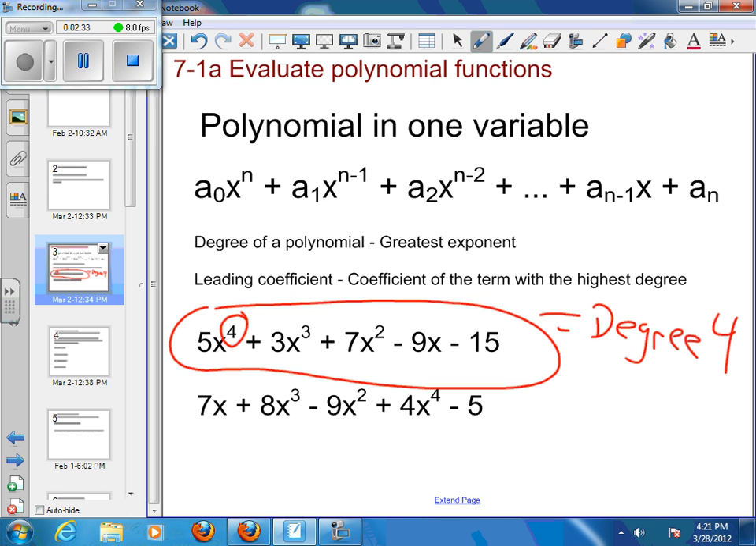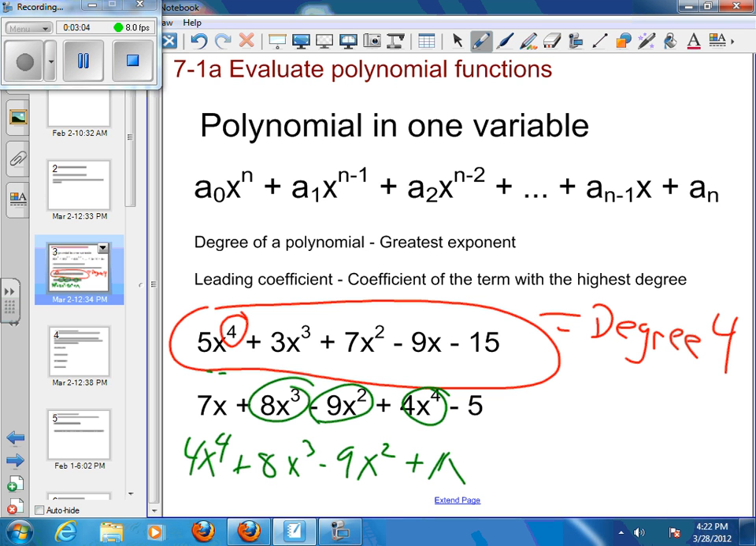And one below it, look at it and you go, oh, we're at degree 1 because that's our leading coefficient. But in this case, our leading coefficient is the coefficient of the term with the highest degree. So if we wrote this out, that would become 4x to the 4th plus 8x to the 3rd minus 9x squared plus 7x plus 5.